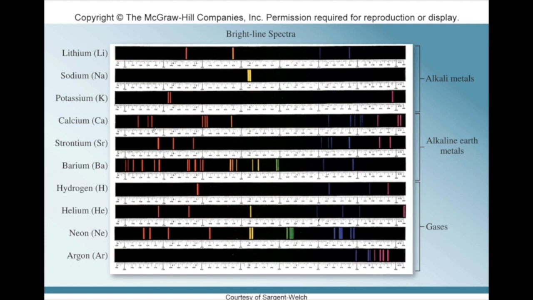Here you can see the line spectrum for several different elements. Here's hydrogen. If you put lithium gas in a discharge tube and passed it through a prism, we would see that the light given off by lithium is made up of 4 distinct colors. And so the line spectrum for lithium, you can see, is unique or distinct from any of the other elements.